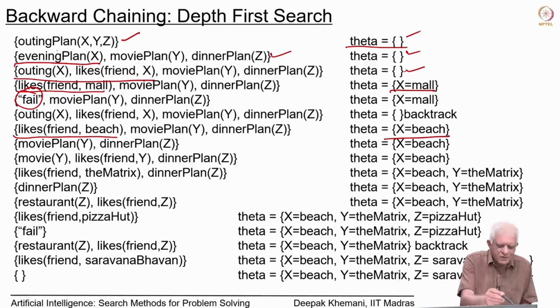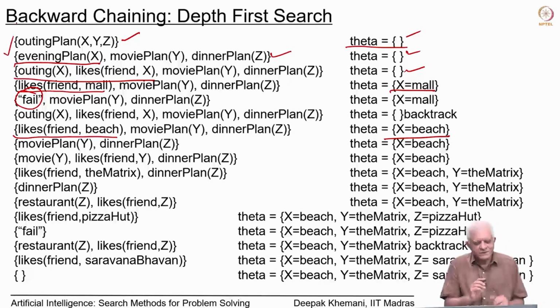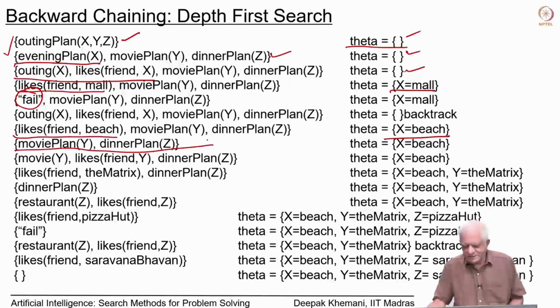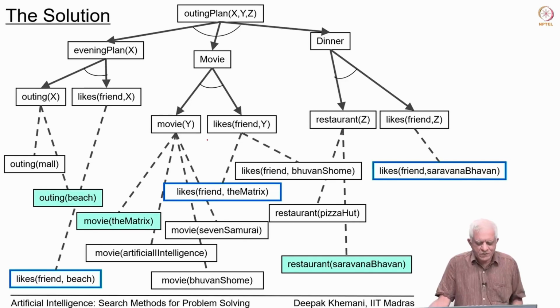So, that goal of evening plan is now solved essentially. So, one part you have solved. Now, you are left with the two remaining sub goals, which is a movie plan and a dinner plan, and in a similar fashion Prolog will search in a depth first fashion over the search tree and come up with a solution, which by now you know is a subtree of the goal tree.